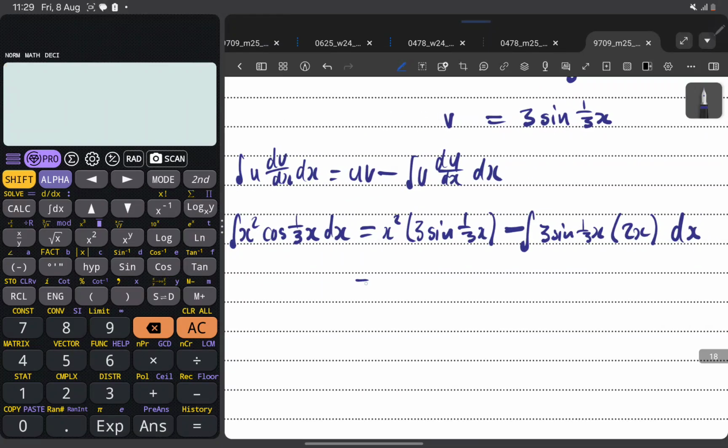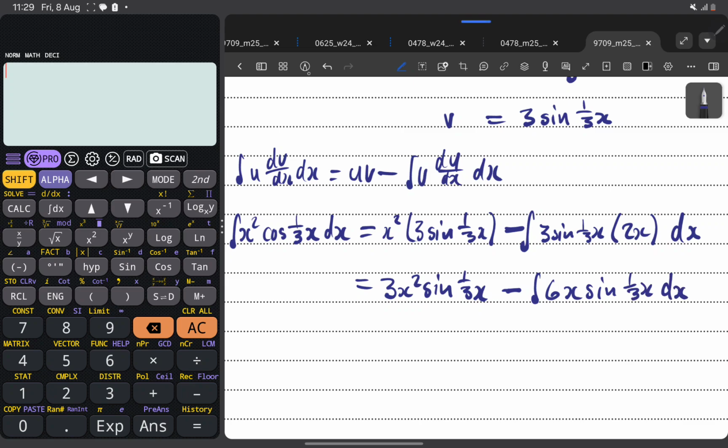So now I say this is actually going to be equal to, I simplify, 3 is a number, it comes in front. So it becomes 3x squared sine 1/3 x minus now the integral of 2 times 3 becomes 6, and then you put the x before the sine 1/3 x. And you're integrating this with respect to x.